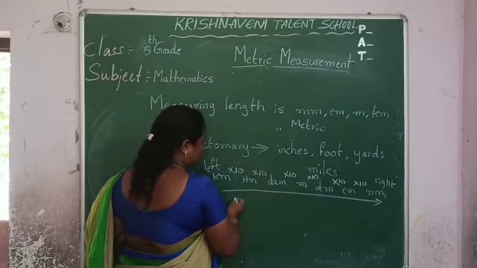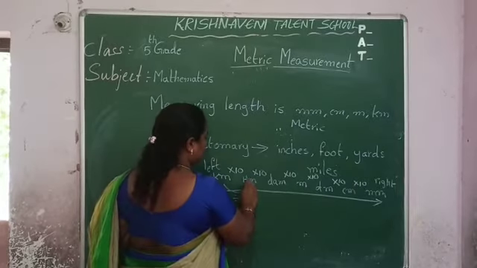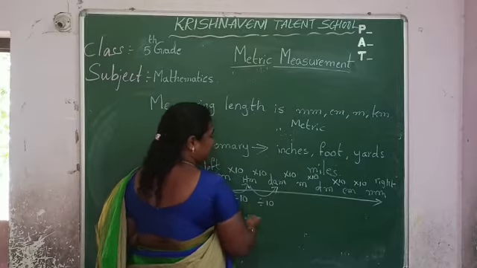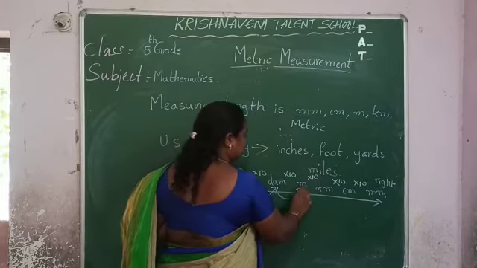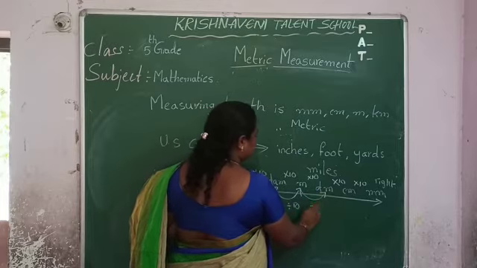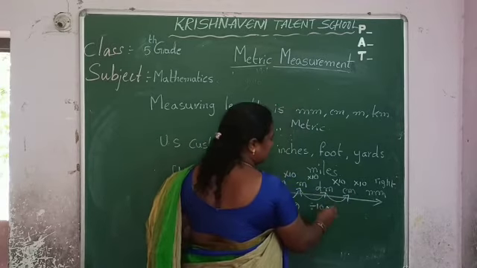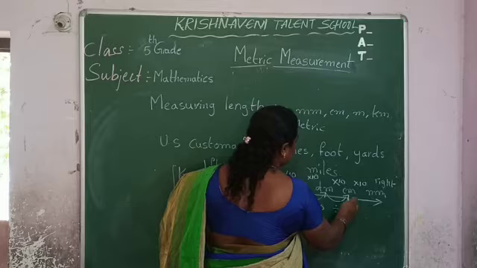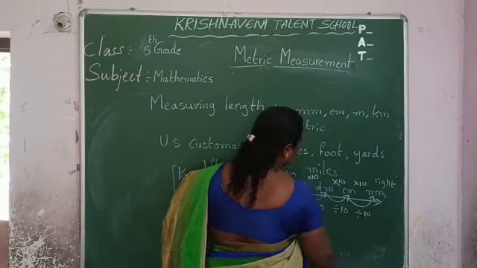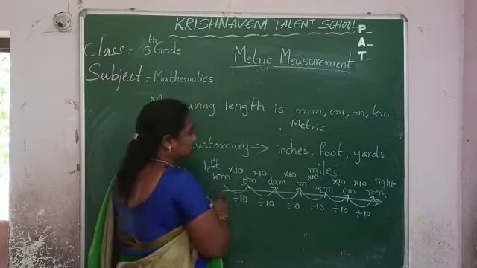1 kilometer is 10 times decreased to hectometer. Again hectometer is 10 times decreased to decameter. Decameter is 10 times decreased to meter. Meter is 10 times decreased to decimeter. Decimeter is 10 times decreased to centimeter. Centimeter is 10 times decreased to millimeter. Now this is the relation between all of these.